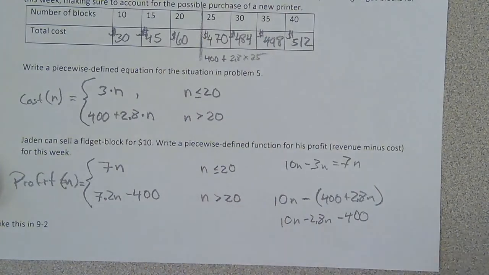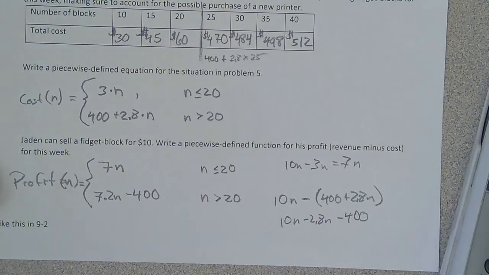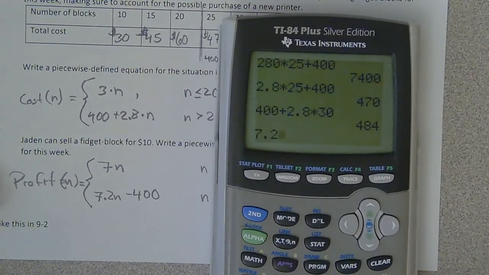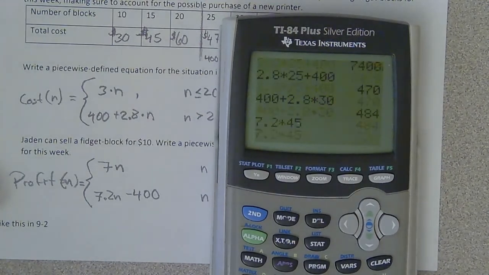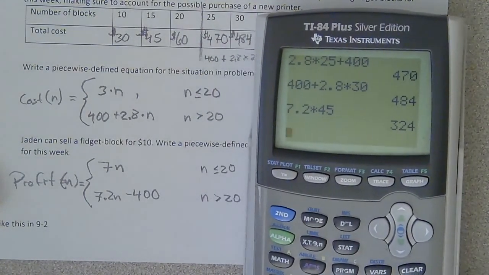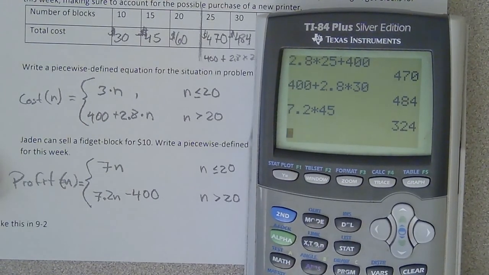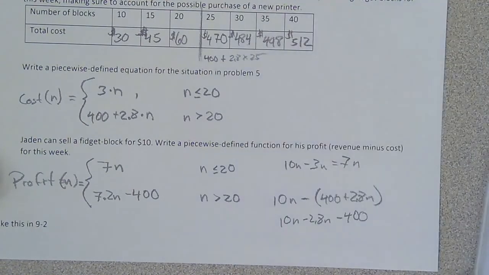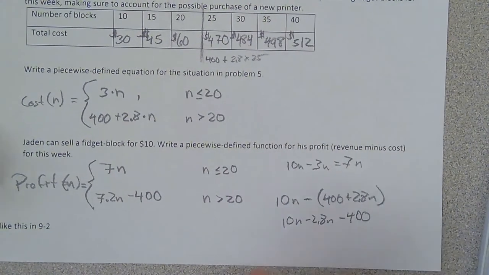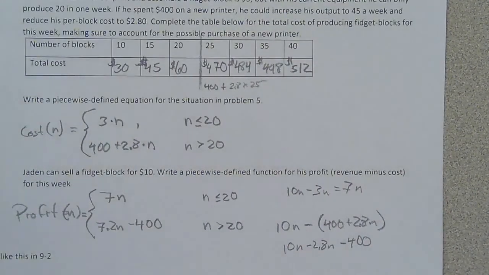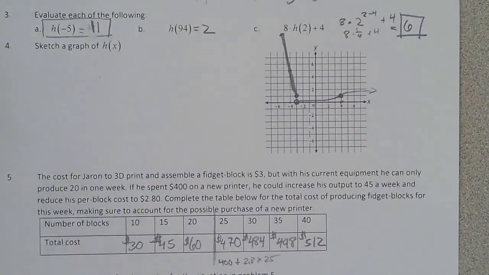Okay. I don't know if it's possible. We could look, it could increase up to 45, but even the 7.2 times 45 is only going to be $324. So if he maximizes that in that first week, he's still going to lose $76 at the best case. That is it for the piecewise defined function worksheet.